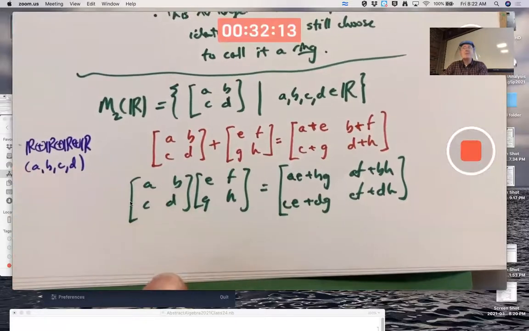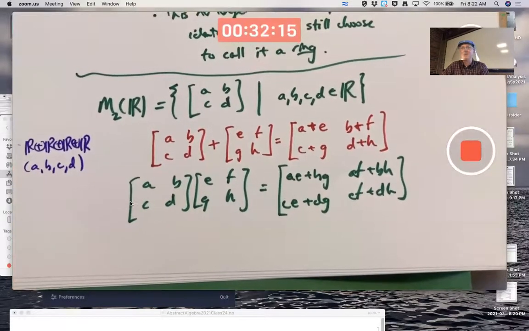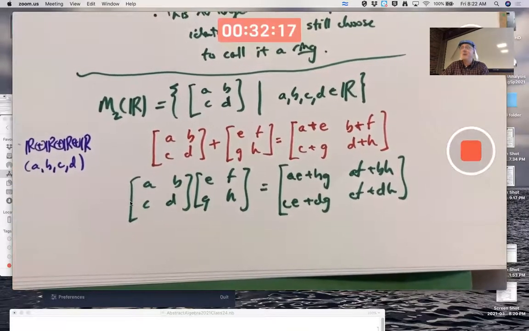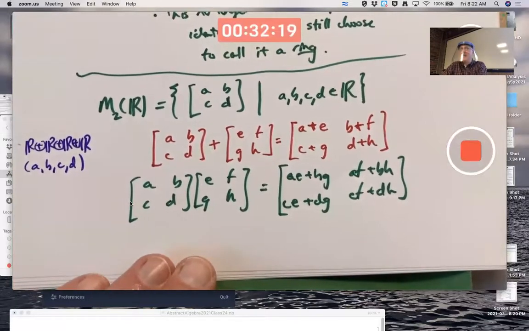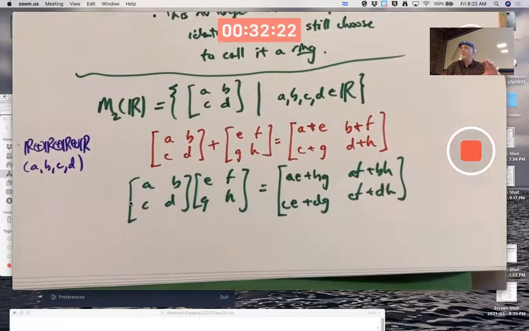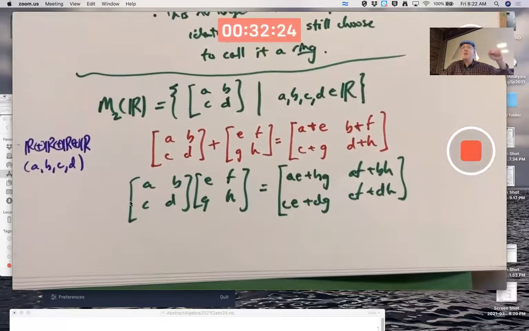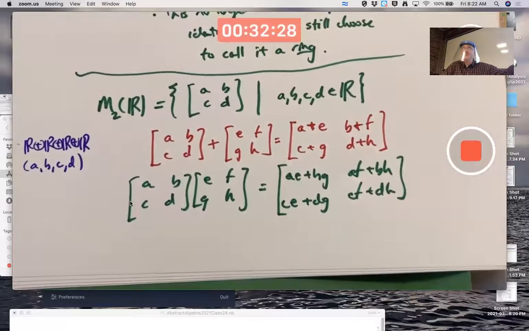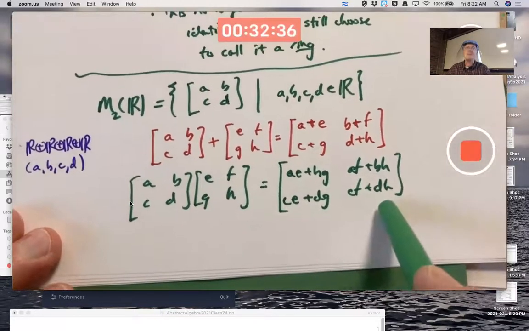Why do we multiply matrices in this way? That's what you learned about in linear algebra. I always justify it by saying you want to do this kind of multiplication because you want to think of matrices as defining linear transformations, and you want matrix multiplication to correspond to the composition of linear transformations. And if you work through the details of that, that means you have to multiply matrices this way.